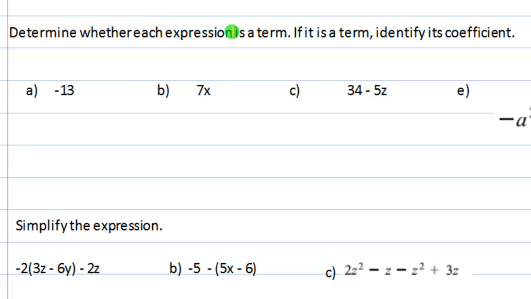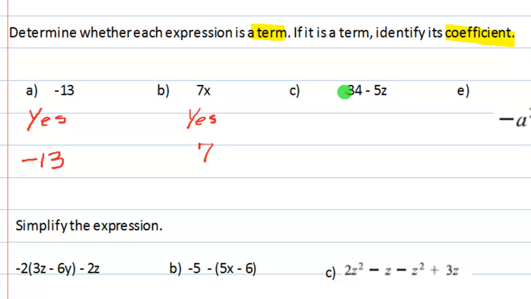Okay, we're going to have a couple of examples here, and our job is to see if each of these expressions are terms. And if it's a term, we're going to talk about its coefficient. So the first number we have here is negative 13. Yes, that's a term because it's a number. And negative 13 is its own coefficient. For our second example, we have 7 times x, 7x, which is a term. It's the product of 7 and variable x, and the number 7 is the coefficient.